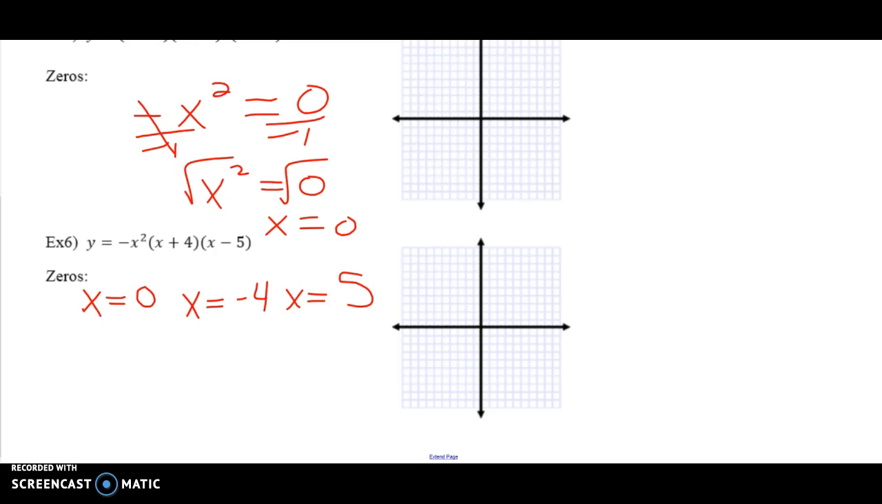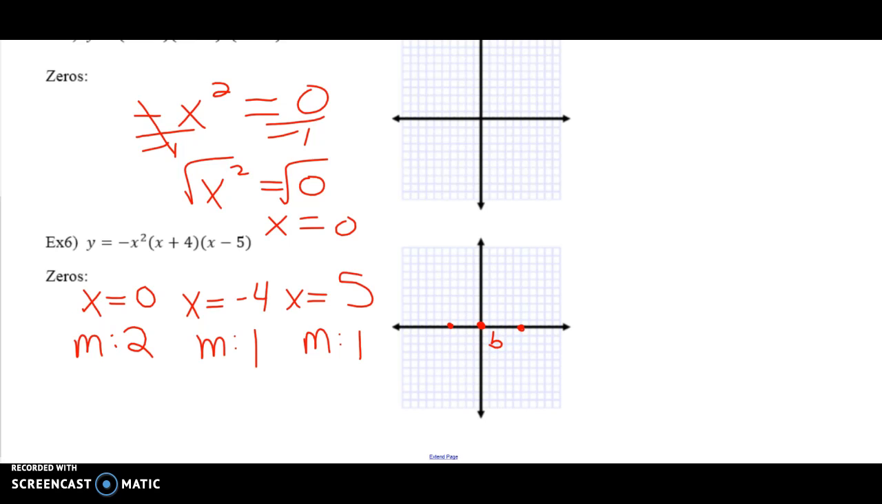Okay, what was the multiplicity of 5? 1. What was the multiplicity of negative 4? 1. What about this one, though? 2. Yeah, that x was squared. So when you put these on your graph, you're going to have positive 5, you're going to have negative 4, and 0 was x squared. That's going to be a bounce. So I like to label that so I don't forget.